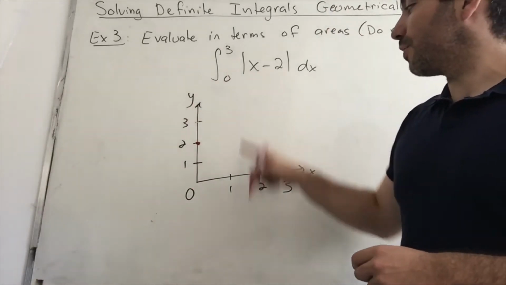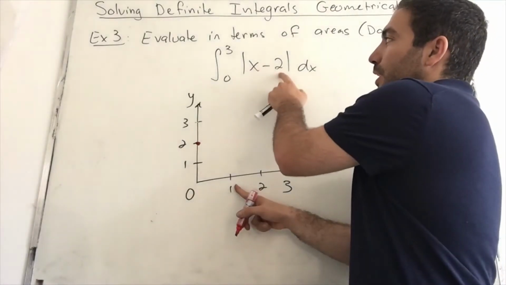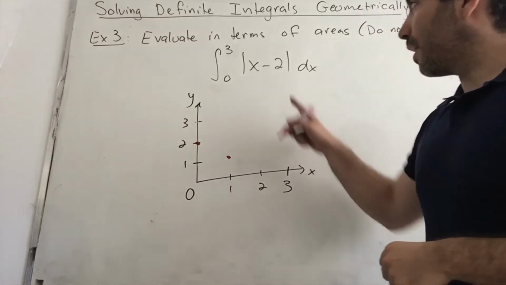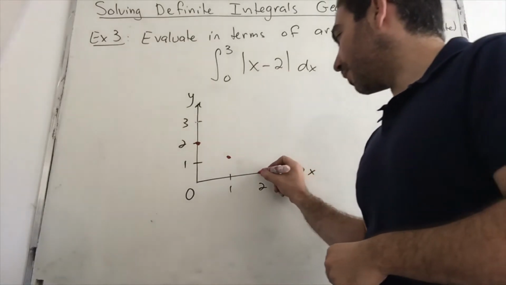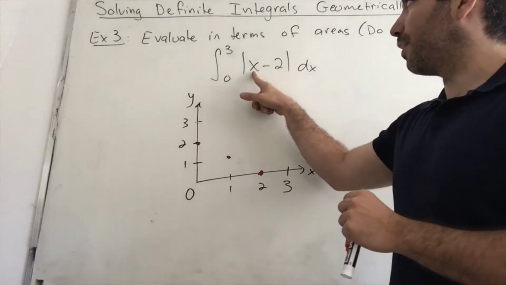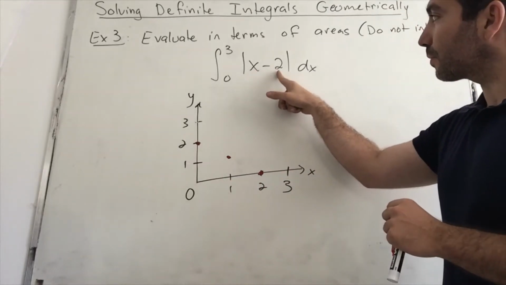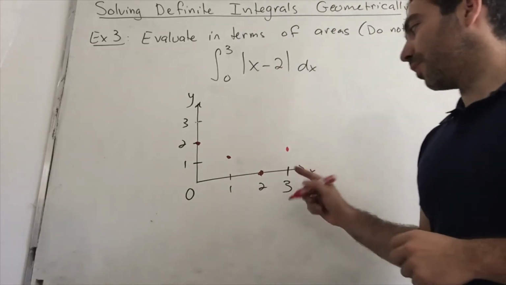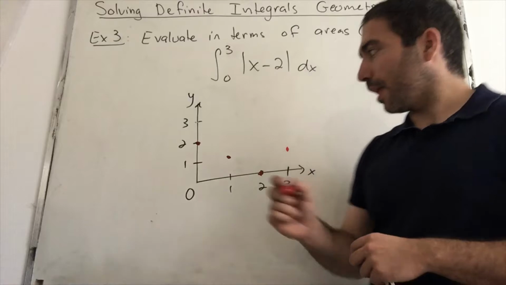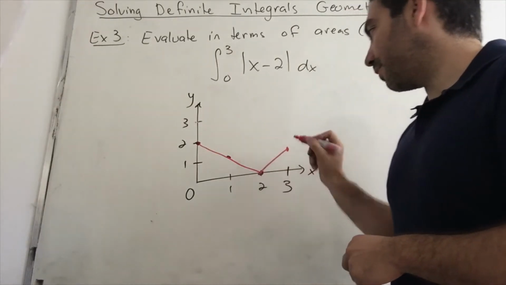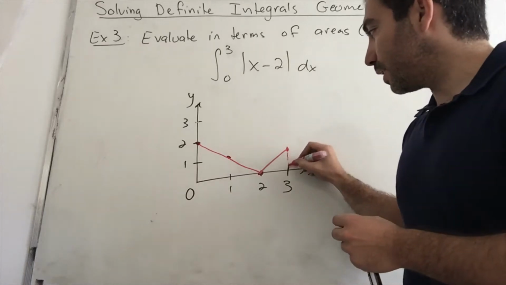If I plug in 1, so if my x is 1, 1 minus 2 is -1, and absolute value is +1. So we get this point here. If I plug in 2, 2 minus 2 is 0. Absolute value of 0 is 0. So we get the point 2, 0. And then lastly, if I plug in 3, we get 3 minus 2, which is 1. Absolute value of a positive value stays positive. So 3, 1. Okay, and we get this function here. We get the V.